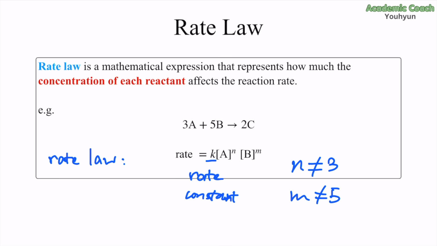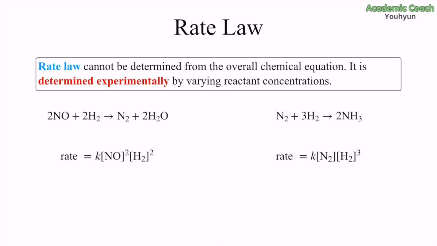Well, maybe by coincidence, they will be equal to 3 or 5, but that's very rare. And you cannot just depend on the balanced chemical equation to write the rate law. Rate law for any given chemical equation can only be determined experimentally. So you will have to do the experiment multiple times, and every time you need to keep all the other variables constant while changing only the concentration of one species.